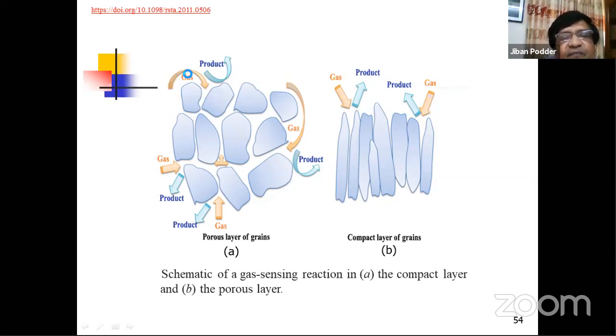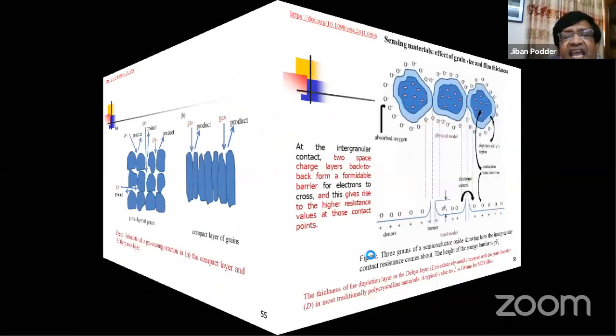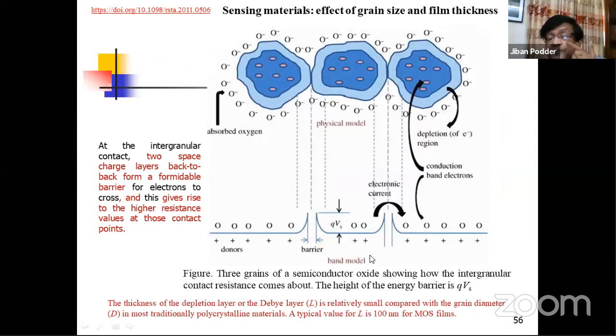Because of that absorption and the porous structures, these materials are suitable as gas absorption materials. This is the schematic mechanism for absorption of gas within the small grains or particles, or porous or nanostructured materials. This is the same compact here. Here you see what is happening: the resistance is developed here. And what is the reason?